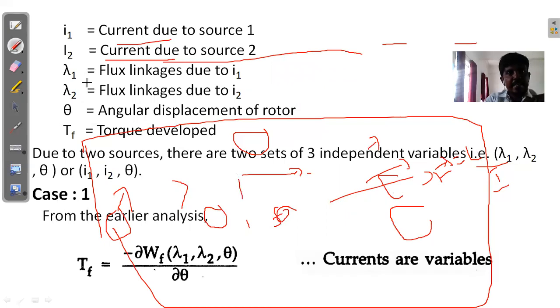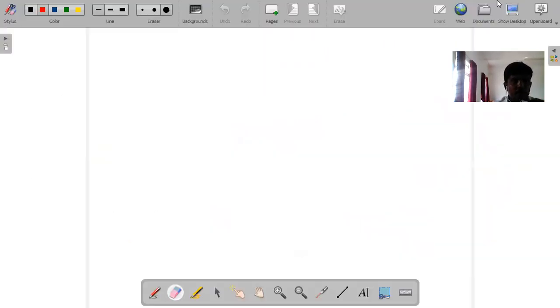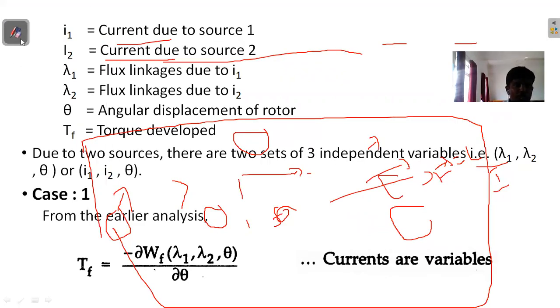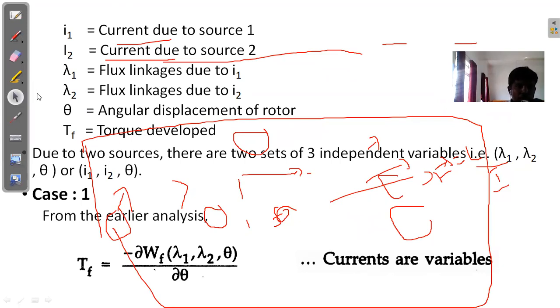Lambda 1 is the flux linkage of the coil with respect to current I1. Lambda 2 is nothing but the flux linkage of the coil with respect to I2. Theta is the angular displacement of the rotor. T is nothing but the torque developed in the system. Here we can use three independent variables: the flux linkages lambda 1, lambda 2, and the angular displacement theta, or alternatively I1, I2, and theta.